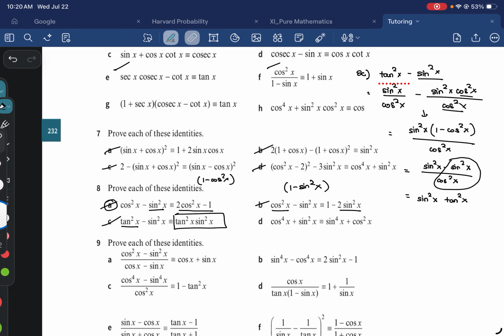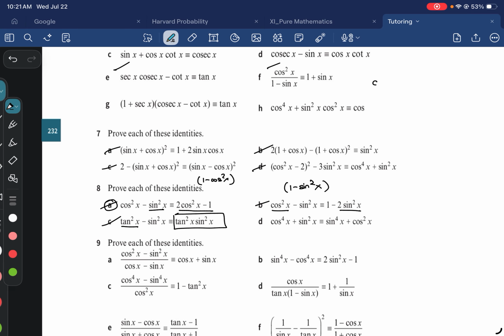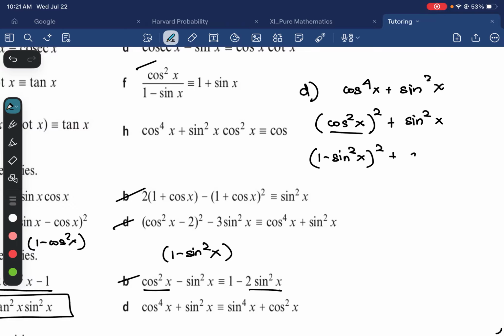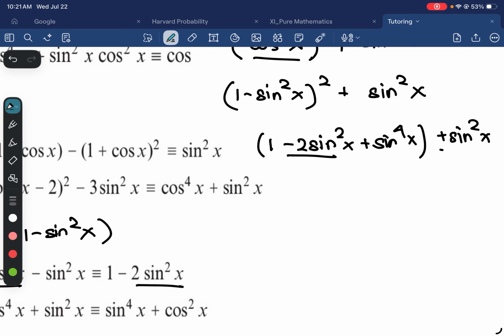Okay, part D. Cos 4x plus sine squared x is what we have on our left-hand side. I can write cos 4x as cos squared x squared plus sine squared x, right? And I can write this term as 1 minus sine squared x, squared, plus sine squared x. Now if you expand this, you get 1 minus 2 sine squared x plus sine to the power 4x plus sine squared x.